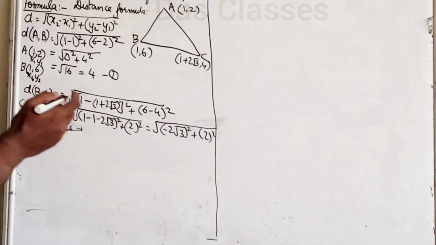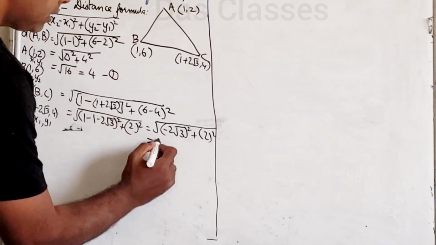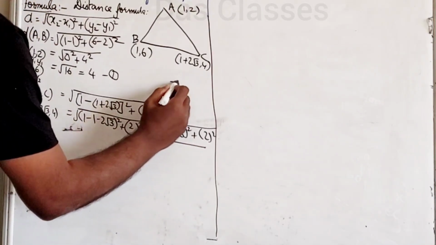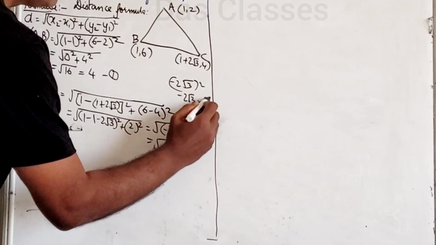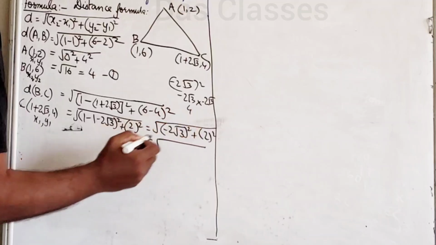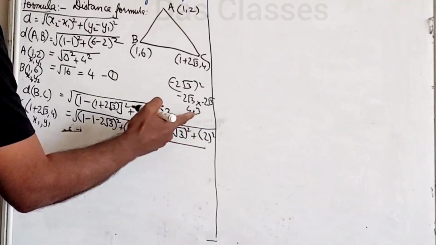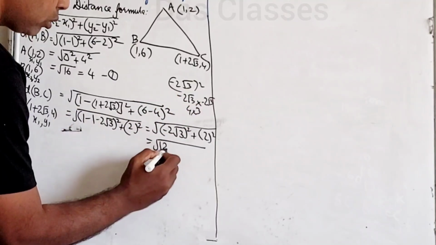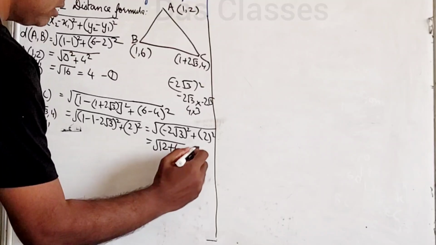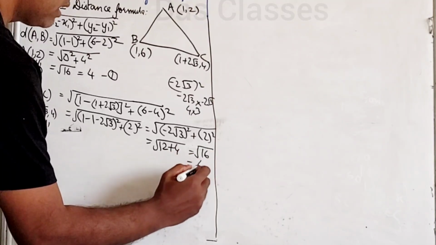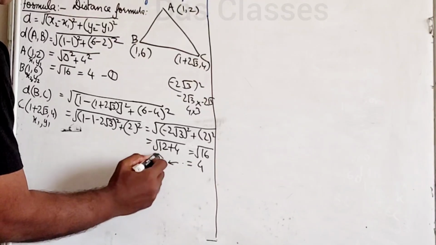So what we are going to get here is minus 2 root 3 square. Minus 2 root 3 square means it's minus 2 root 3 into minus 2 root 3. Now, as you know, 2 2's is 4, and root 3 into root 3 is root 9, that is equal to 3. So the total answer is going to be 12, and minus minus is going to be plus, so it's going to be 12 plus 4, that comes to 16, root 16. So again, you get it as 4. So distance BC is also 4. Let us give it number 2.